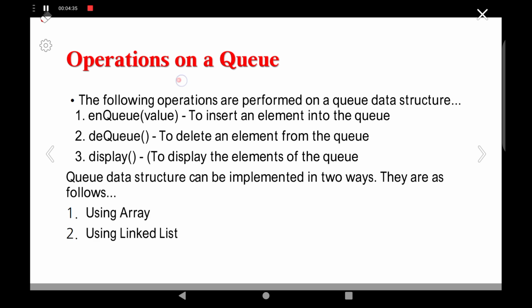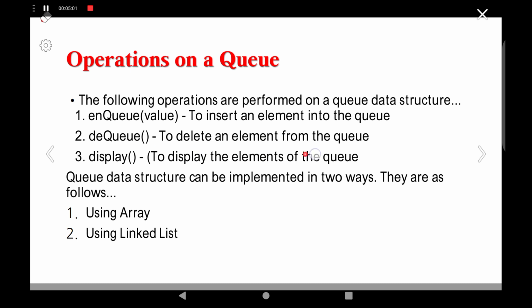Next is the operations on a queue. The following are the operations that we can perform on a queue data structure. Enqueue means insertion of an element into the queue, and dequeue means deletion of an element from the queue. We can perform the enqueue operation at the rear end of the queue. Only at the rear part can we insert an element into the queue.